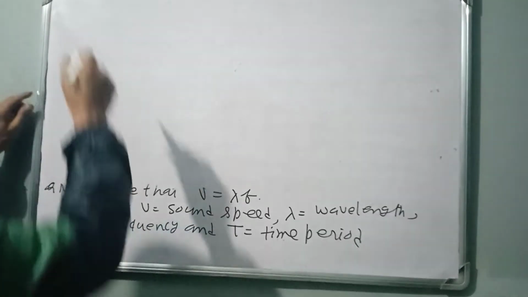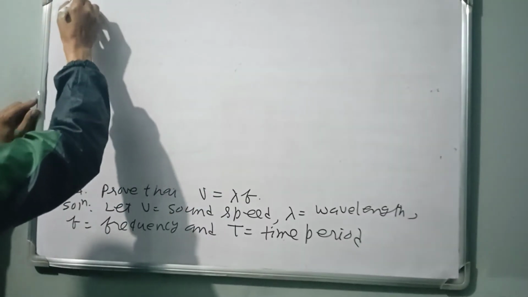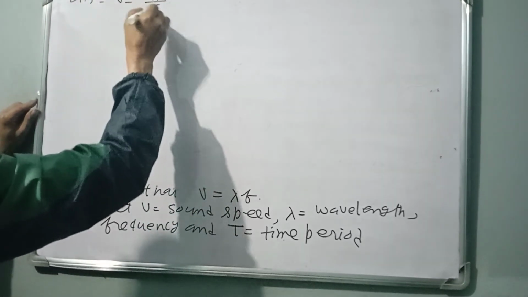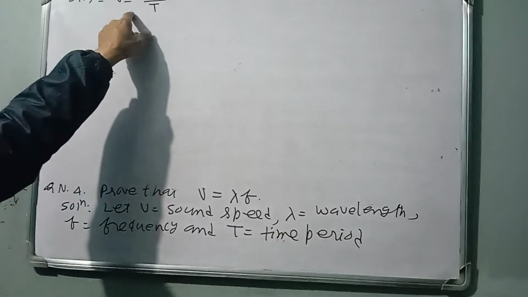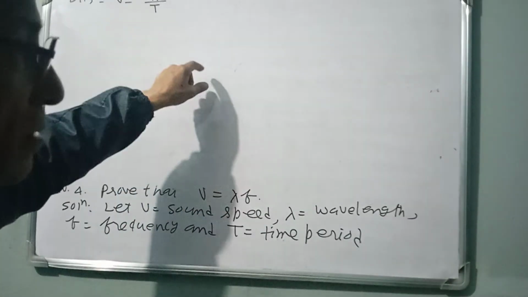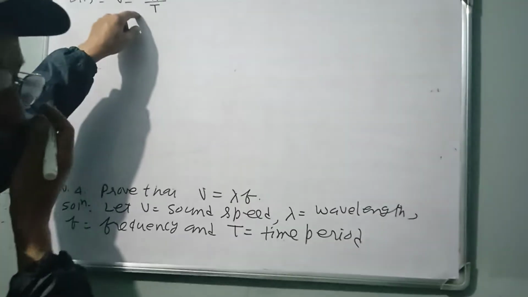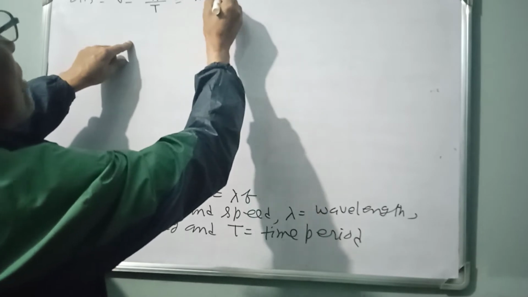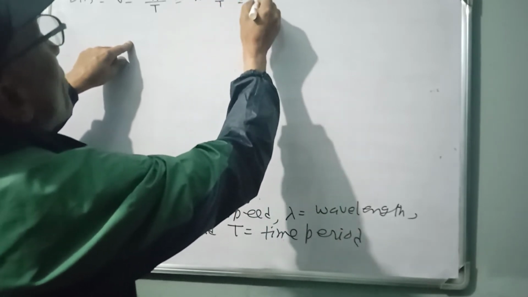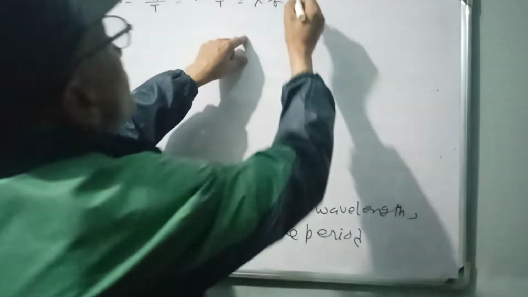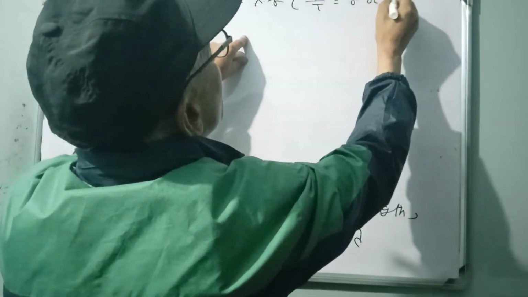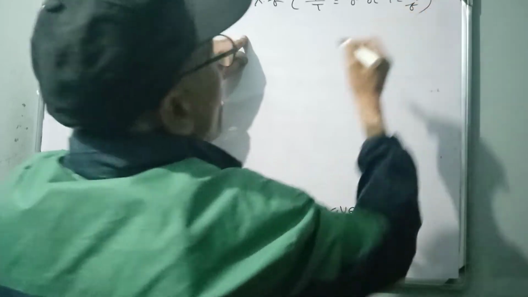See, we know the left hand side, speed, equals distance traveled per unit time. That is, speed is defined as the distance traveled per unit time, because lambda, the wavelength, is the distance traveled. And what is the time? T. You can write this as lambda into 1 by T, which is lambda into F, because 1 by T equals F, or T equals 1 by F.